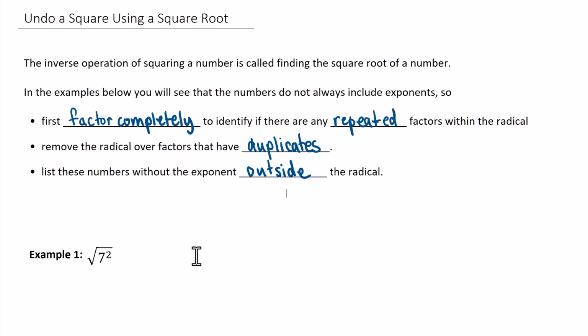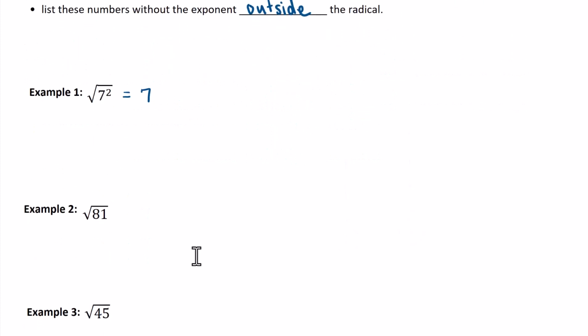The radical undoes the exponent. This means we can just write this as 7 without the exponent. Since that was the only number squared inside, we're done. In example 2, we have the square root of 81. Notice that we could also write this as a square root of 9 squared. Since that's the case, we can then just rewrite that as 9 outside the radical.